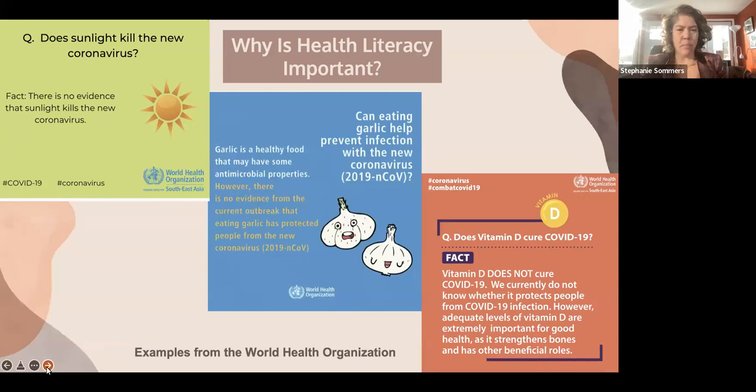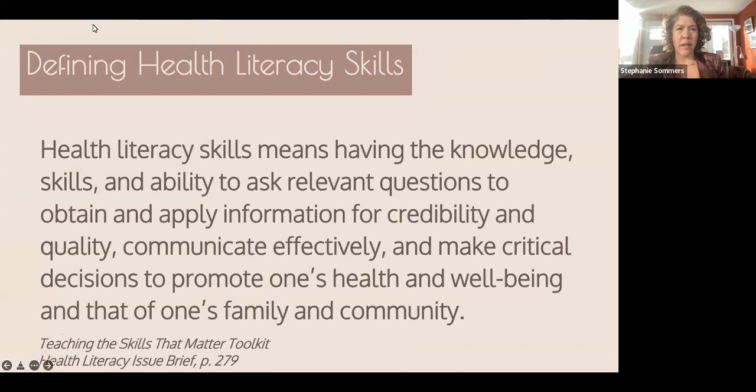So we know why it's important for our students to have these skills, and for a definition of health literacy, we can look right here. This comes from the issue brief, okay? Health literacy skills means having the knowledge, skills and ability to ask relevant questions, to obtain and apply information for credibility and quality, communicate effectively, and make critical decisions to promote one's health and well-being and that of one's family and community. So that's how we're defining health literacy, okay?